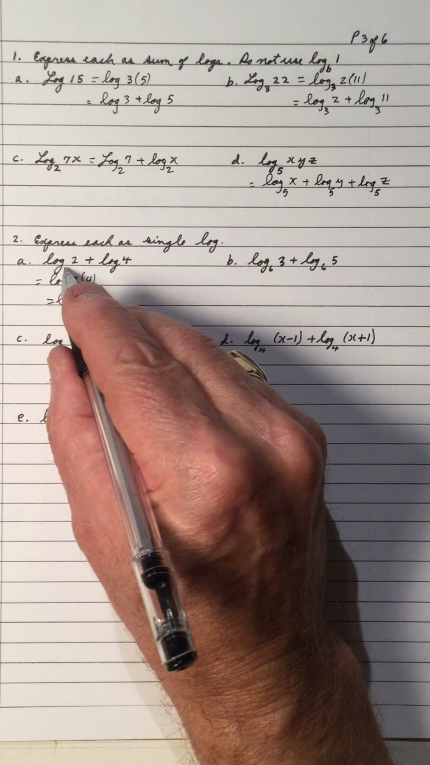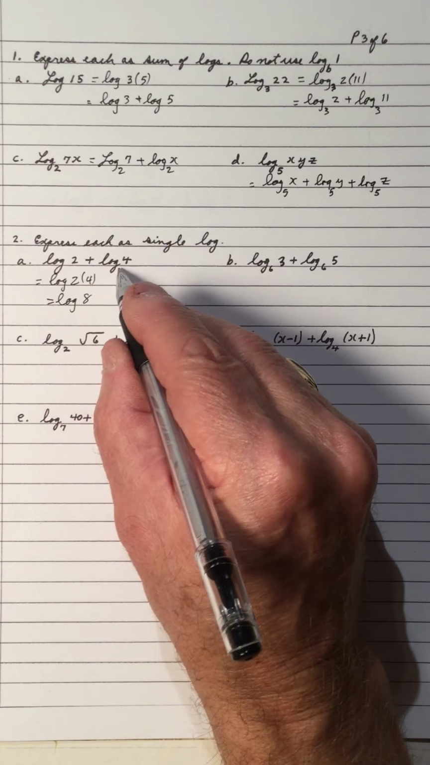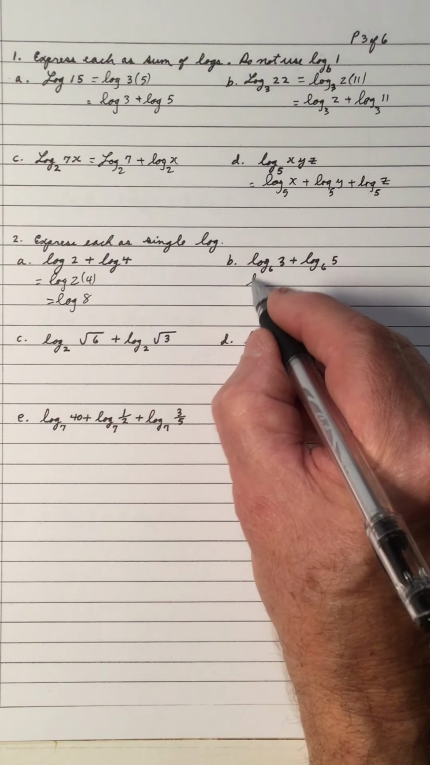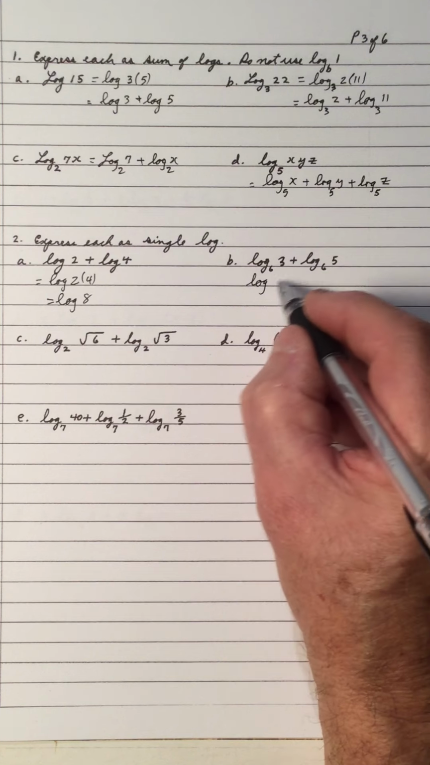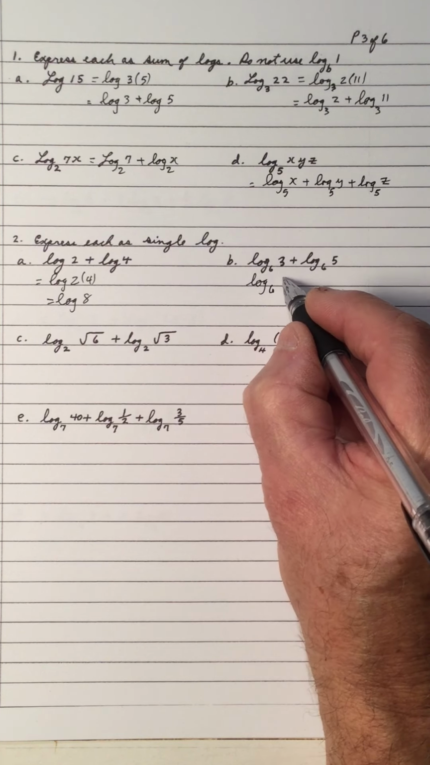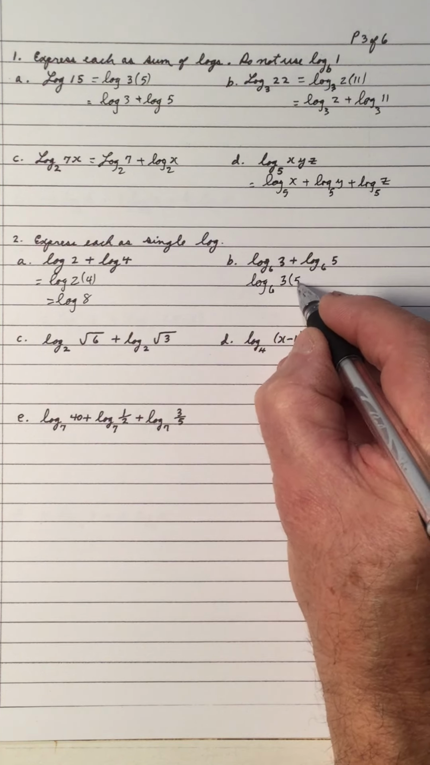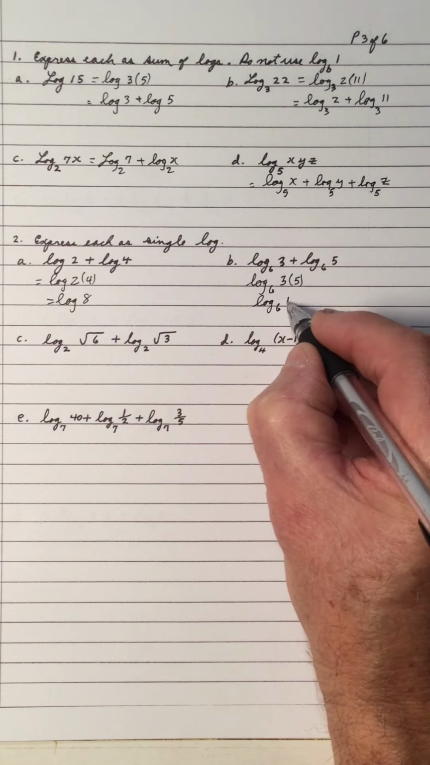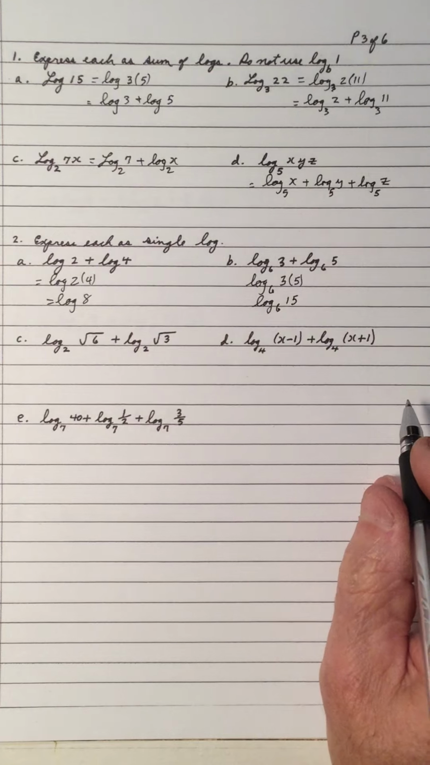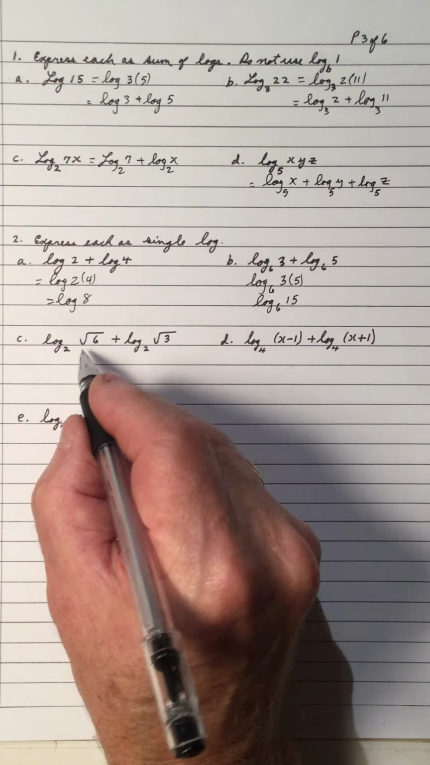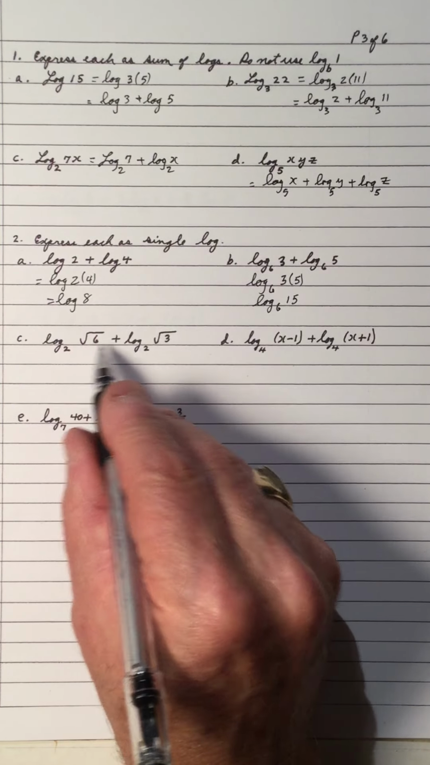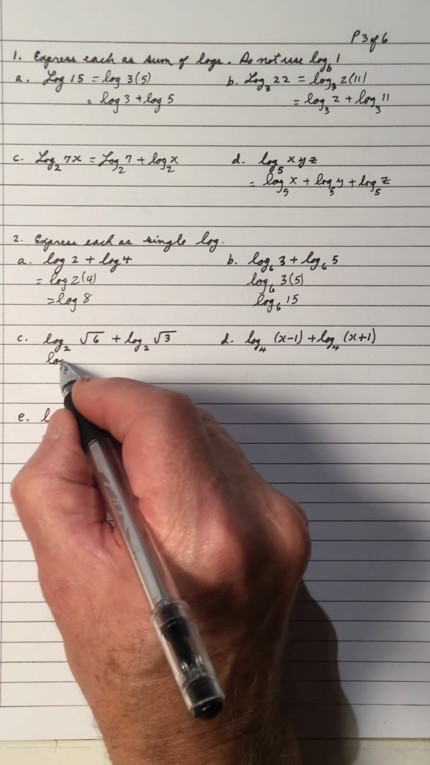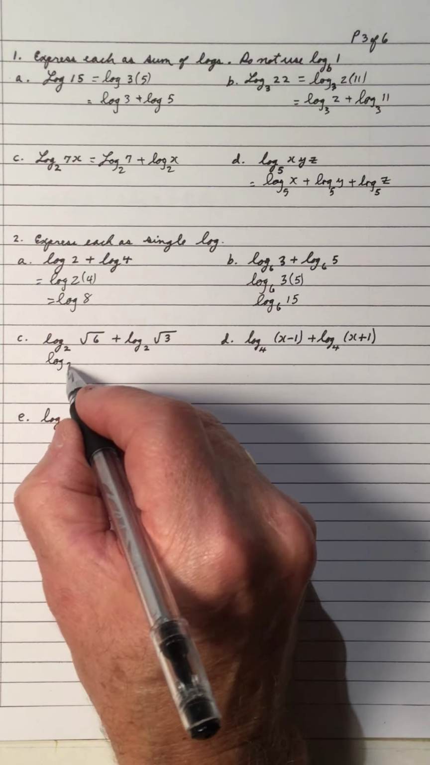Notice here, this is base 10, understood. This is base 10. This is base 6. So the sum of 2 logs is the log of the product. 3 times 5, and 3 times 5 makes 15. And right here, we multiply these. So that's the sum of 2 logs, the log of the product.